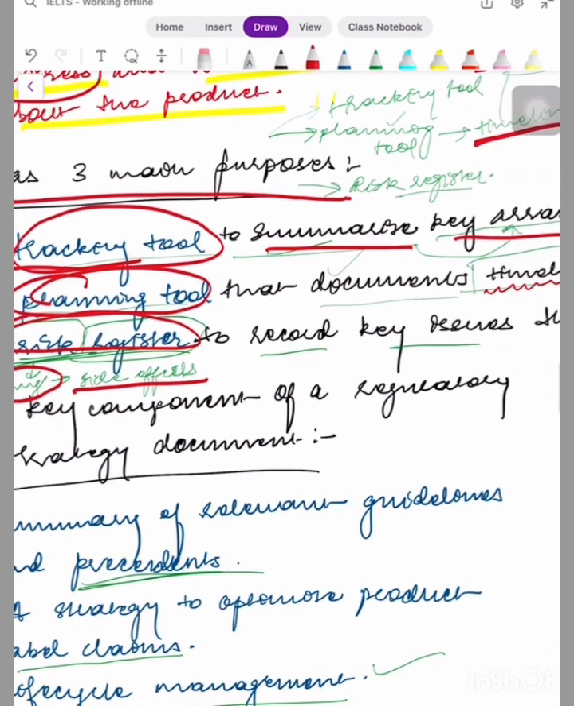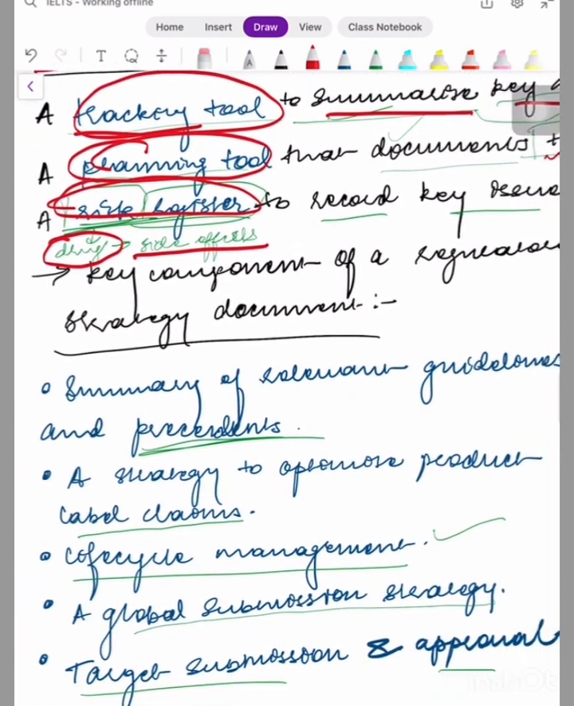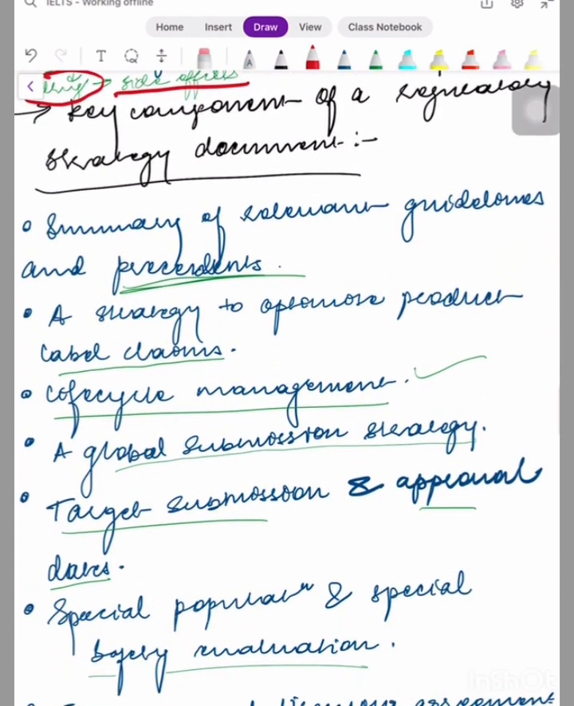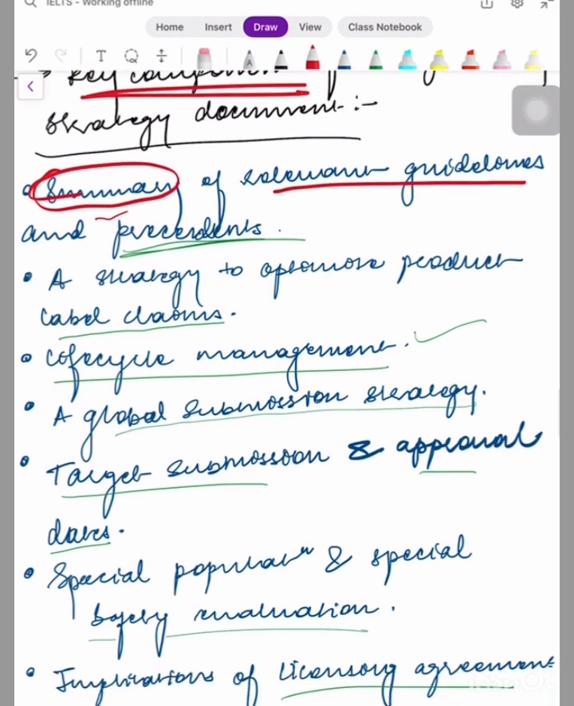So key components of a regulatory strategy document: summary of relevant guidelines and precedents. Sometimes we have seen that even when guidelines fail to tell what to do next, there are some precedents, that okay, in the year 2005 so and so pharmaceutical company had such an observation and that is how they acted on it, and you had a similar observation from the same regulatory authority. Then you can also consider that precedent, and the relevant guidelines you obviously are going to consider, that is a must. So the summary of those, these are the key components of a regulatory strategy document.